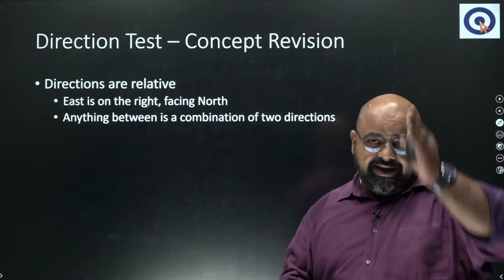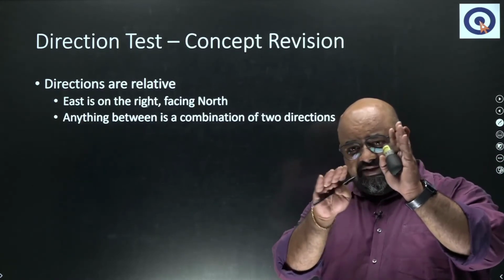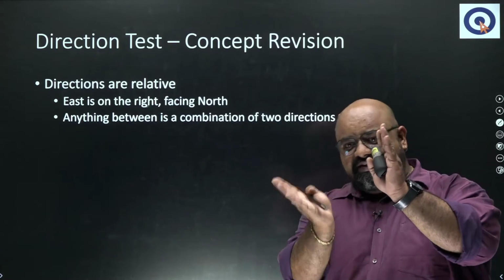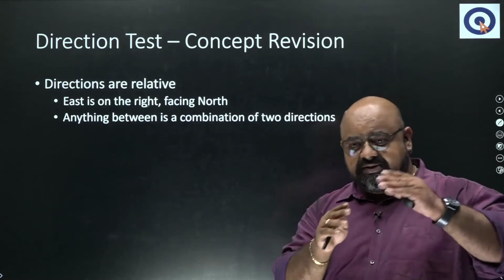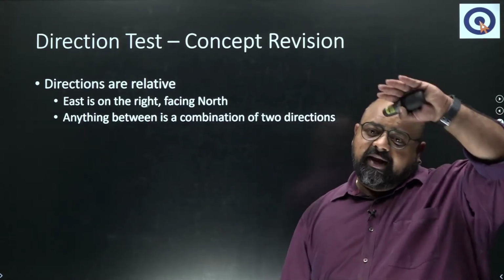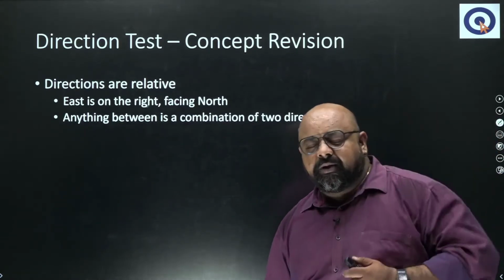So the line of north-south is north-south, then there is east. The area between north and east is called northeast. The area between south and east is called southeast. South and west becomes southwest, and north and west becomes northwest, right?